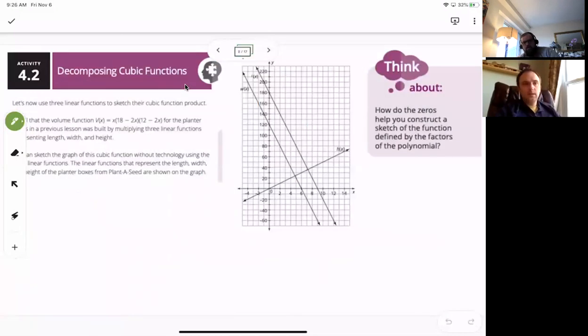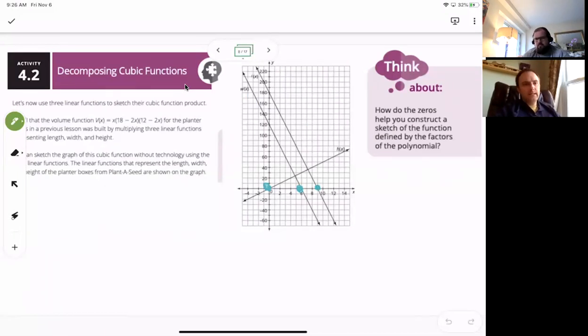Ooh, decomposing cubic functions. I wonder if we can do the same thing, but different. I bet we can. And I bet I'm going to predict something. I bet if we make a cubic function out of all of these, this is those volume ones that we talked about in a previous lesson, I bet the cubic function is going to have these points on it. This is going to be my guess. So you're saying like we found the zeros for the lines were the zeros for the parabolas, and you're thinking the same thing might be true here.